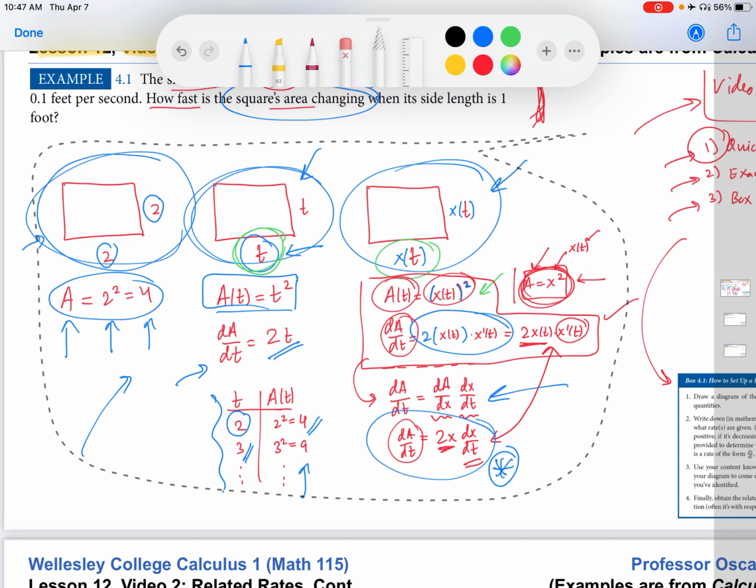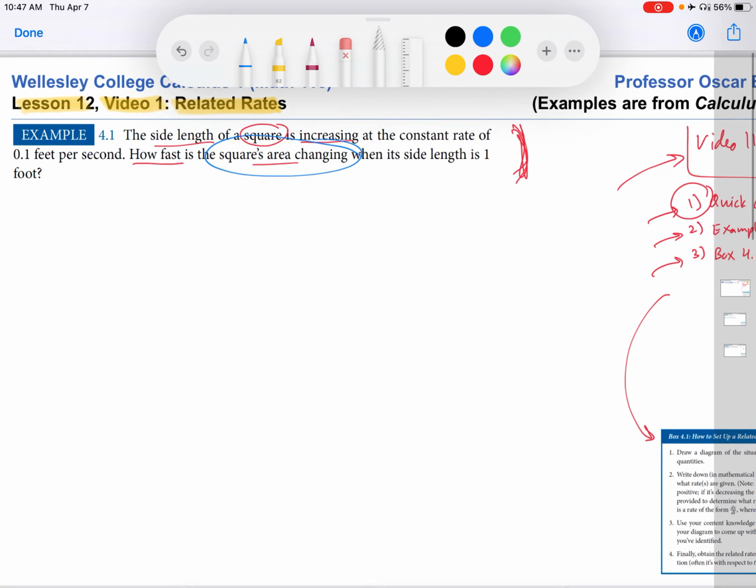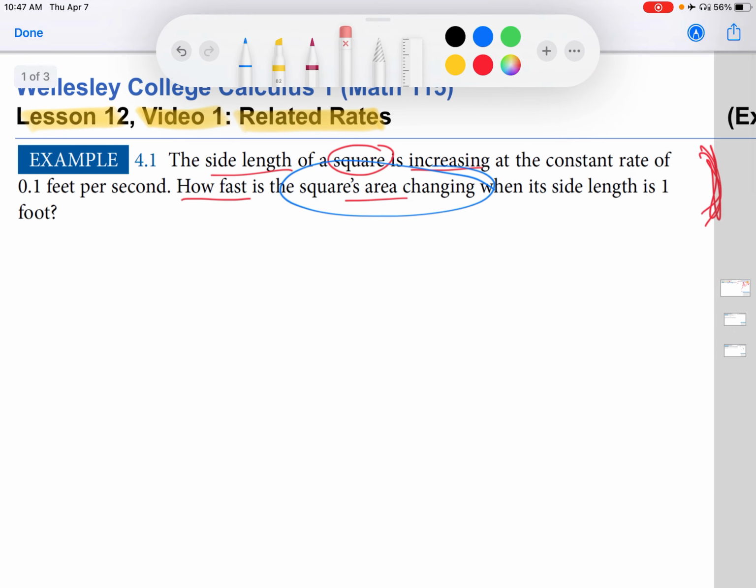Okay, so I'm going to erase all of this stuff and now go on to the second part of the agenda, which is the example. And you'll see that what we just did is going to come in very handy. So let's read through this example.